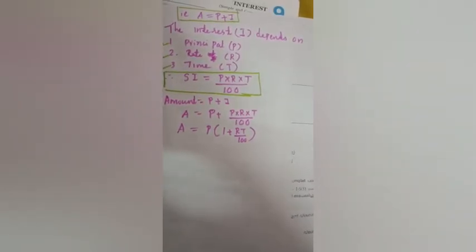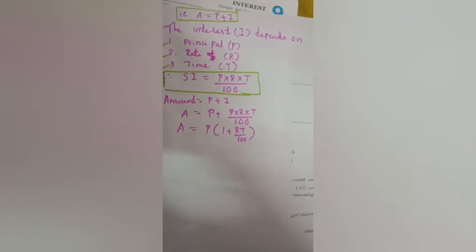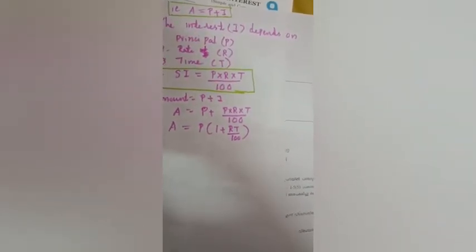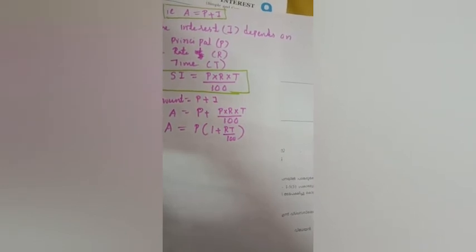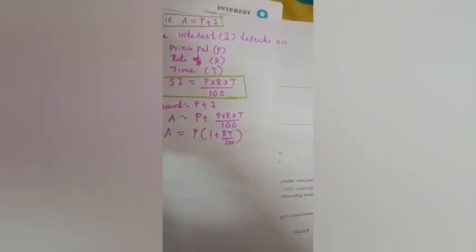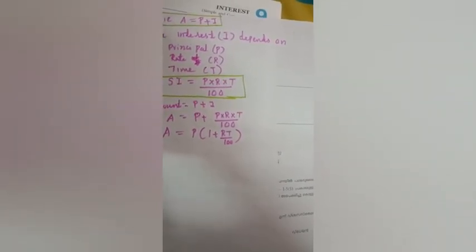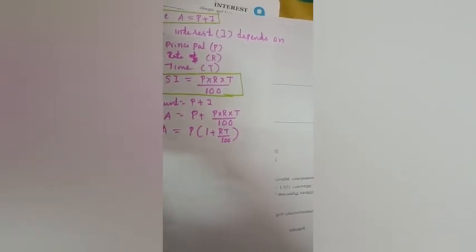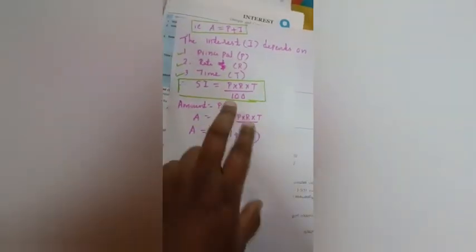Amount is equal to principal plus interest. Principal we already know. What is principal? The money we borrowed. Plus, when we are borrowing money, we want to pay an interest for that. Then how to find that interest? We have to find the interest by using the formula PRT by 100. So amount is equal to P plus PRT by 100. In the place of I, we can write PRT by 100.